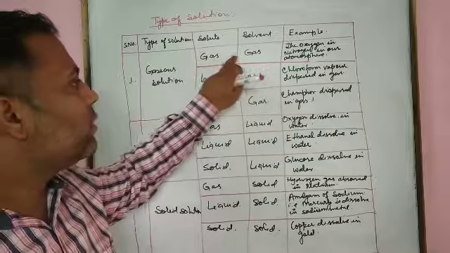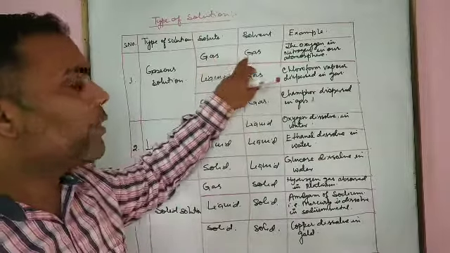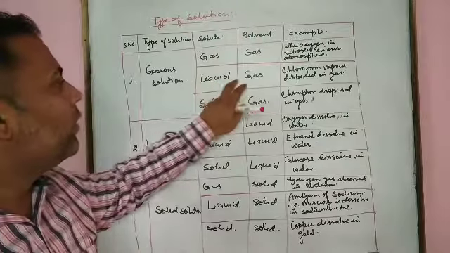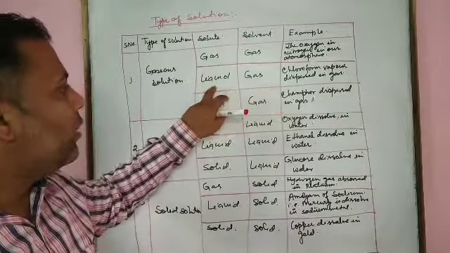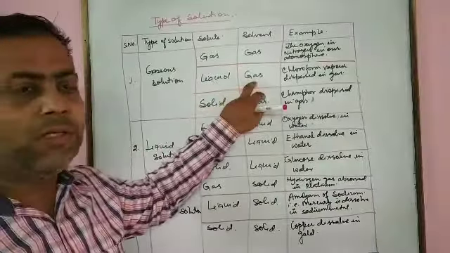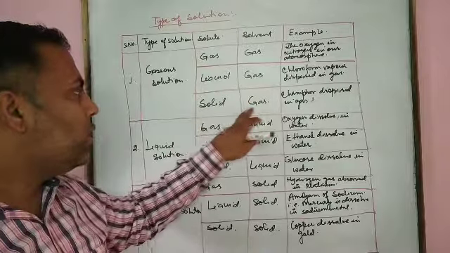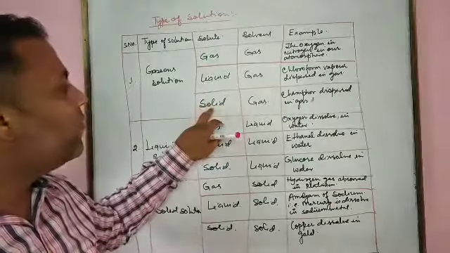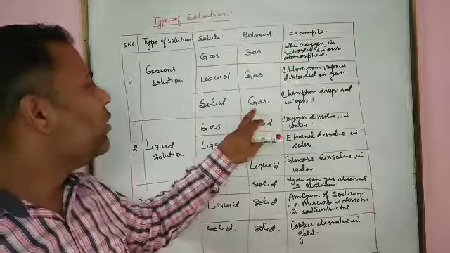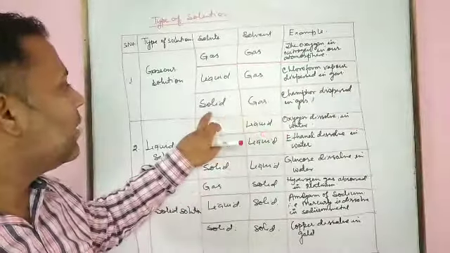The first one is gas in gas, liquid in gas and solid in gas. The example of gas in gas is our atmosphere. Liquid in gas, it means the chloroform vapors, which is in liquid state, when it is dispersed in gas, is an example of liquid in gas. The next one, solid in gas, the camphor dispersed in gas. The camphor, which is in solid state, when it is dispersed in gas, is an example of solid in gas.